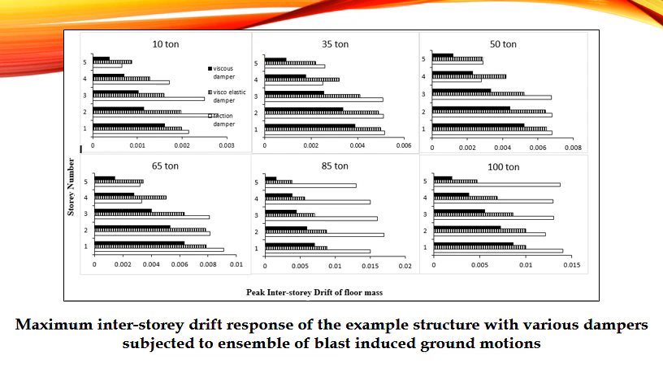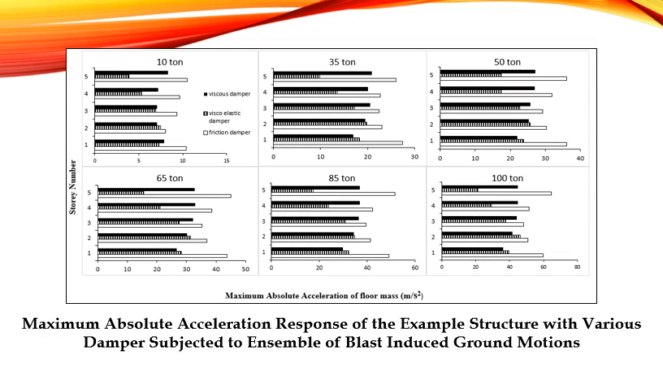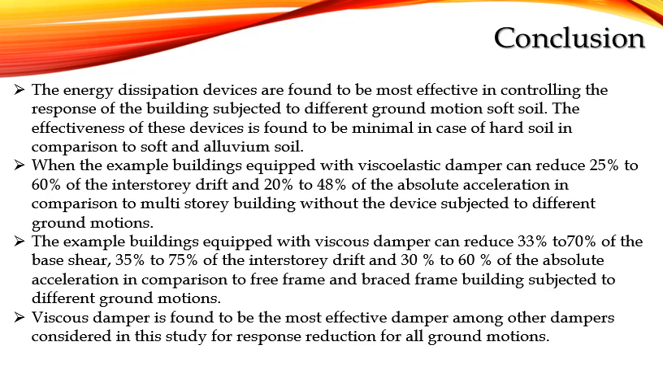This is the maximum interstorey drift response, and this is the absolute acceleration response floor-wise from 10 ton to 100. From this we can conclude that energy distribution devices are found to be most effective in controlling the response reduction of the building. With the viscoelastic damper, there is a 25 to 60% reduction in interstorey drift and 20 to 48% in acceleration, whereas the viscous damper gives 33 to 70% reduction in base shear, 35 to 75% in interstorey drift, and 30 to 60% in absolute acceleration. So the viscous damper is found to be the most effective damper among the dampers considered in the study for the response reduction of the structure.